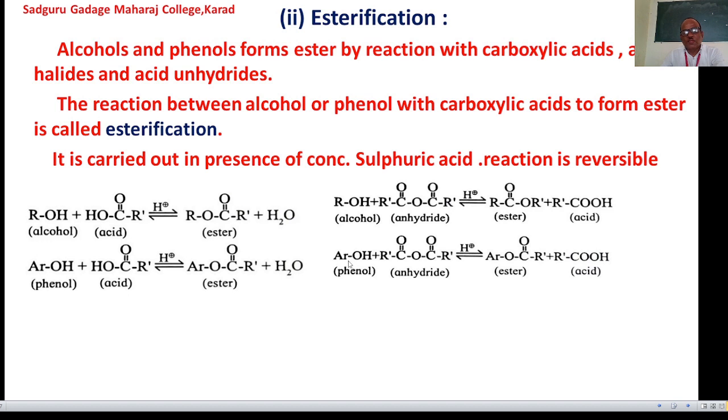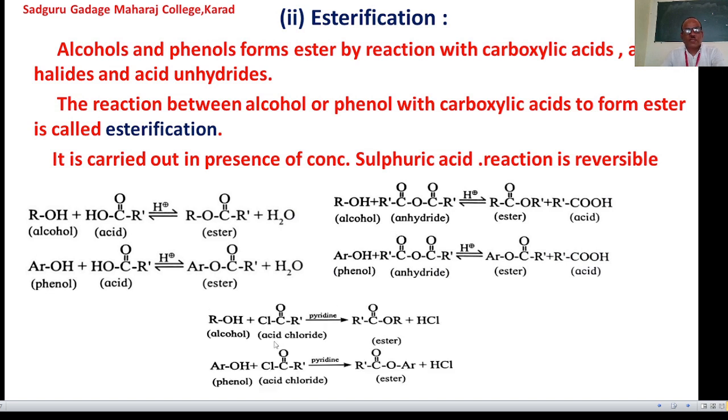If you take phenol, the same reaction takes place. Phenol reacts with this anhydride in the presence of acid, and again an ester is formed, and the second product is a carboxylic acid. Then the third compound is acid chloride, meaning RCOCl. The alcohol reacts with this acid chloride in the presence of the base pyridine. Your product is RC double bond OR. An ester is formed and HCl is a side product.